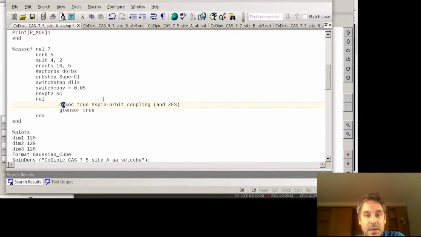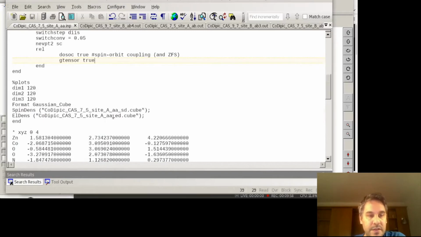So it means do spin orbit coupling calculations, include them, and calculate the zero field splitting. And G tensor true is also, I want the G tensor. This will calculate both the G tensor associated with the total spin 3/2, but it will also calculate effective G tensors for the Kramers doublets.